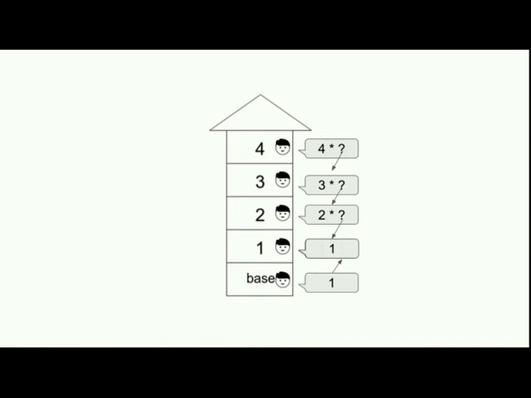1 times 1 is 1. 2 times 1 is 2. 3 times 2 is 6. And 4 times 6 is 24. This is called the factorial method. Really useful math concept, and let's see how it looks in the code.